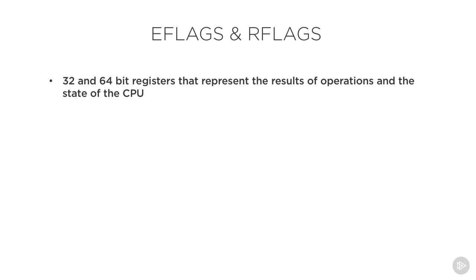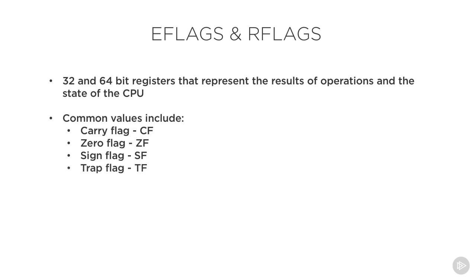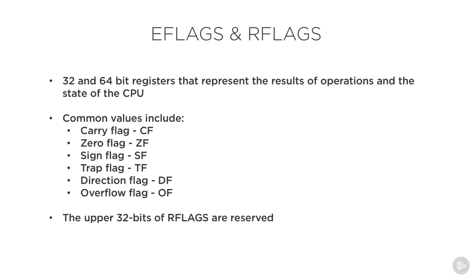And finally, we have E flags and R flags. These are 32 and 64-bit registers that will often represent the results of an arithmetic operation, such as a comparison or a subtraction, and also the state of the CPU. Some common values include the carry flag, the zero flag, the sign flag, the trap flag, the direction flag, the overflow flag. Each bit within these registers represents a flag, and instructions can be used to check if the flag is set or not. That is, if it's a 1 or a 0. In R flags, or the 64-bit version of E flags, the upper 32 bits are reserved.